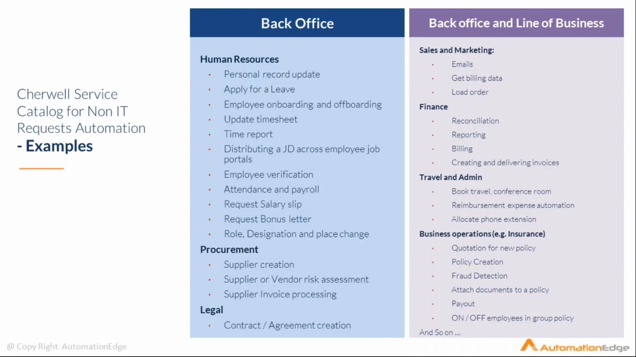So for example, if there is a process for a quotation for a new policy, that can be requested through the Cherwell system, and then AutomationEdge takes over. You can even code and put underwriting rules into your system. The AutomationEdge system can go and actually create a quote and give it back as a response to the ticket to the user. And in the same way you can use it for payouts and many other areas.